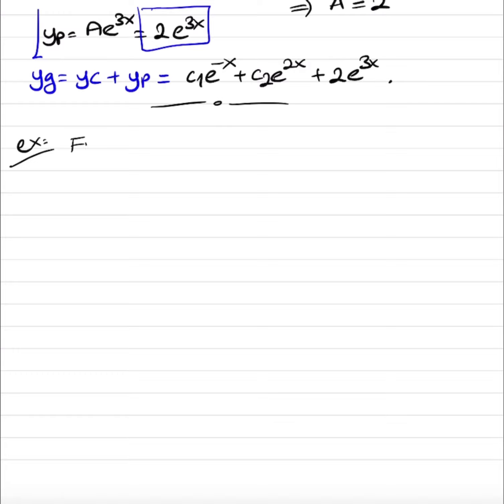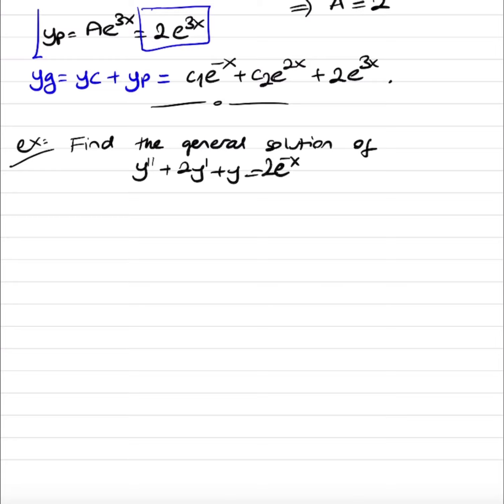So, okay, let's do another example. Find the general solution of y double prime plus 2y prime plus y is equal to 2e to the power minus x. Okay, so we need to find y complementary and y particular solution. Let's first find y complementary.